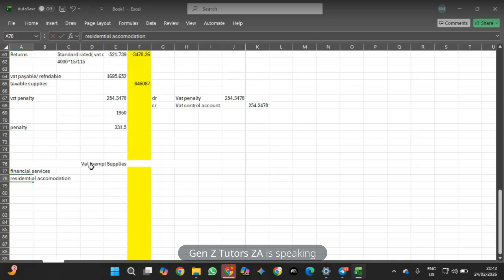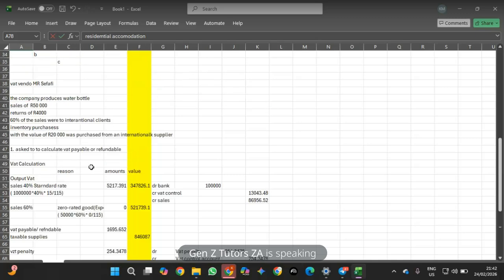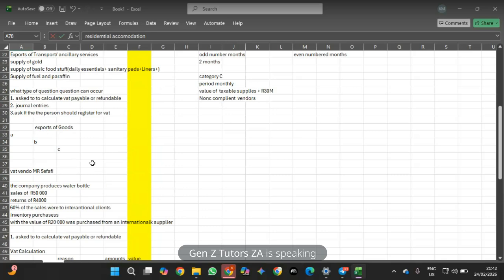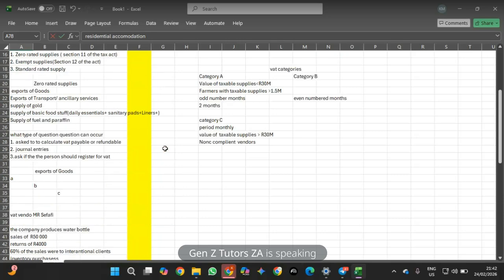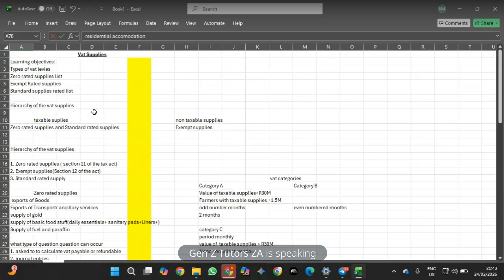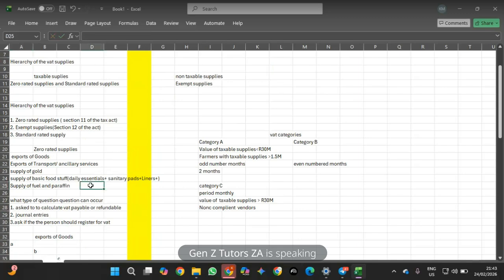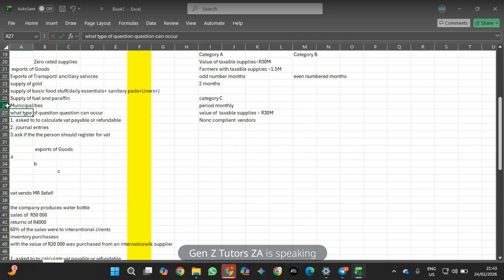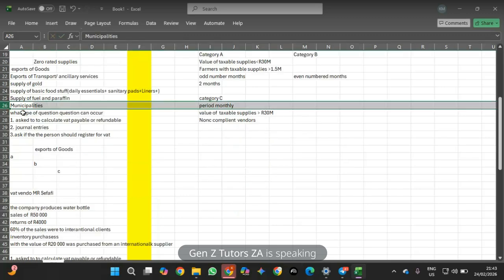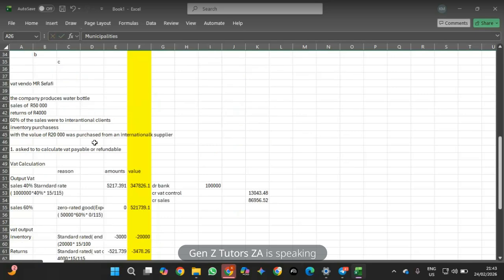I forgot to actually include municipalities on the zero. Yeah, I forgot to include municipalities here. Municipalities, because it's due to the example that I'm trying to make, it requires municipalities, and municipality items are zero rated, especially the rates and taxes, right? And okay, let me go back to my example.